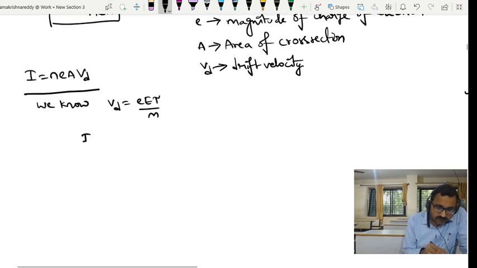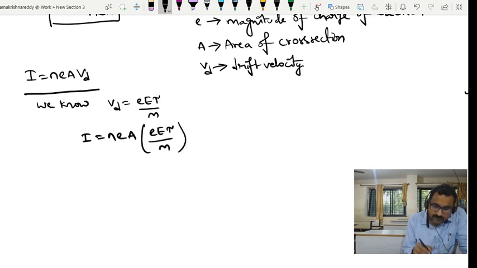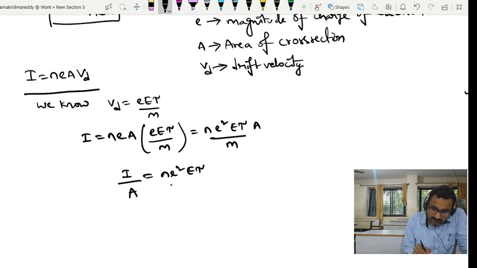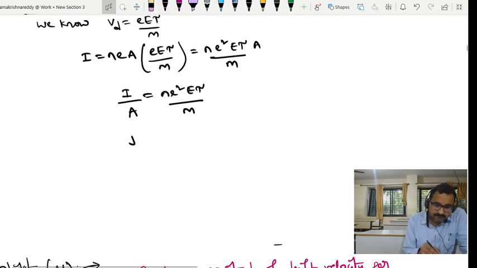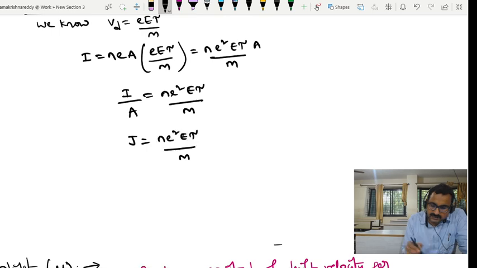Here one important point, which I am explaining once again. I is equal to N e A Vd. What is Vd we wrote there? e E tau divided by m. So that gives N e square E tau divided by m, into A. Once again, write I by A: N e square E tau divided by m. What is I by A? Nothing but J only. J is equal to N e square E tau divided by m, since J is current density, I by A.